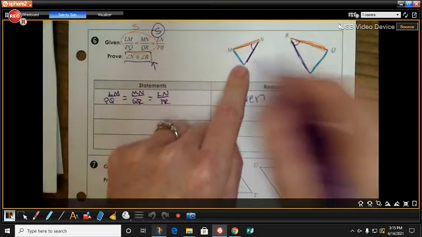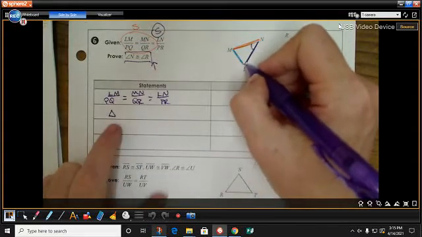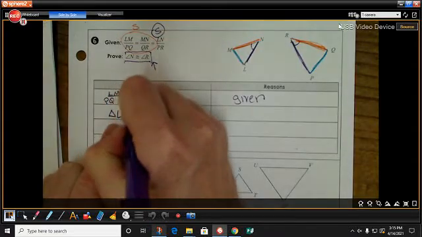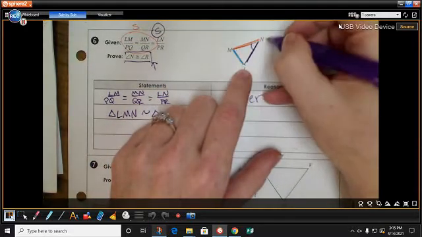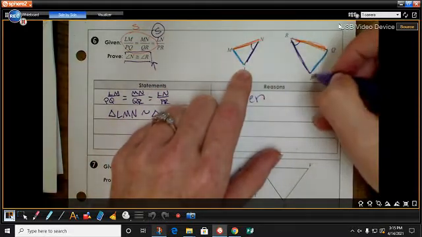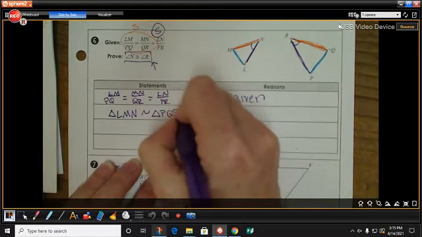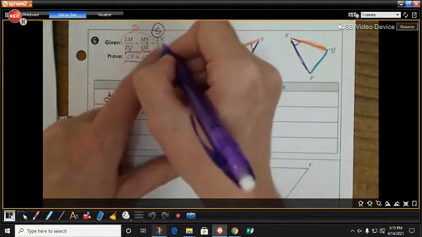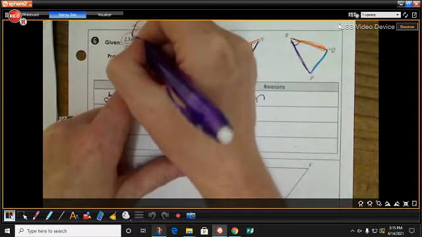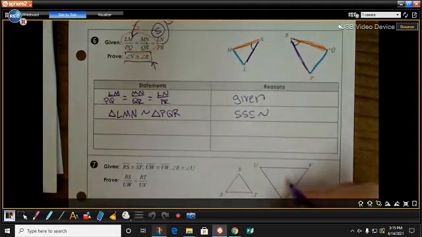Now I have to put everything in the right order. So let's start with this one. I'm just going to do it in alphabetical order. So LMN. I'm going to say it's similar to the other one. So if I go from L to M to N, that goes from blue to orange. So I need to go blue to orange. So PQR. We've got to put corresponding parts together. And I can say this is true because I had the side was proportional to this side, which is proportional back to the other one. So I have side, side, side similarity here.